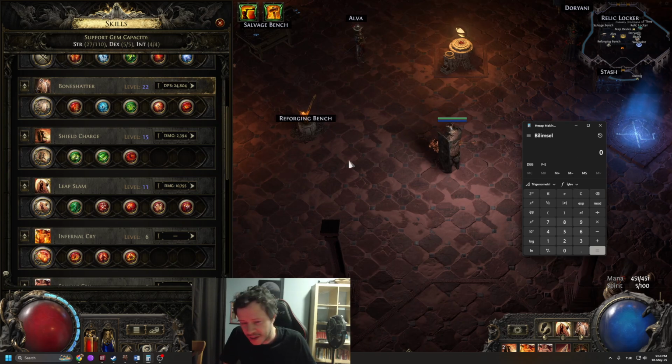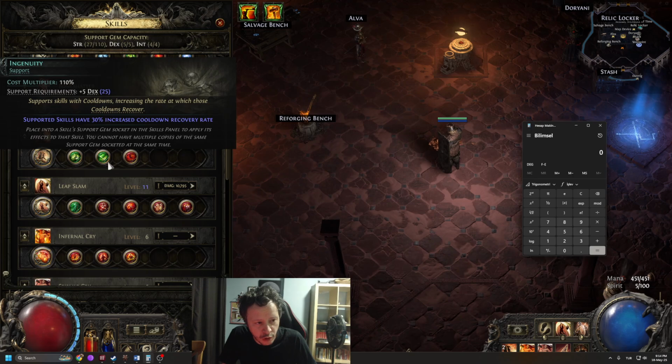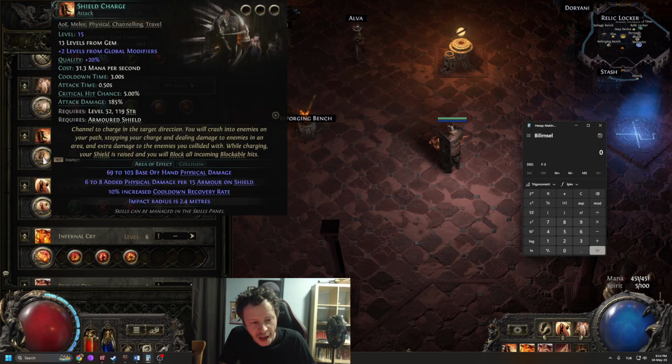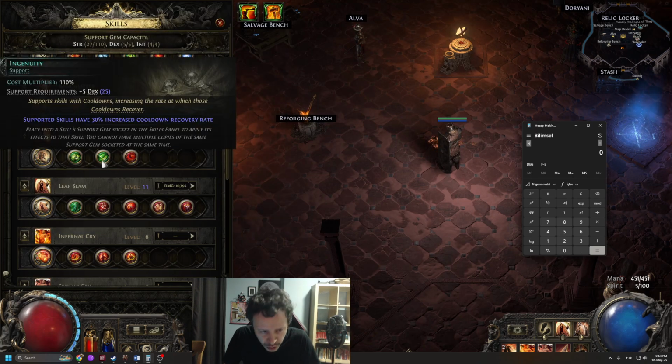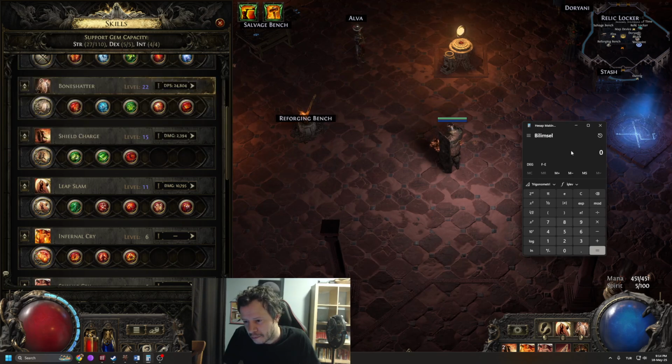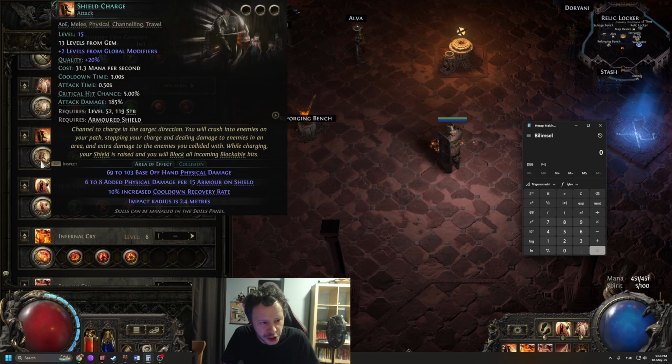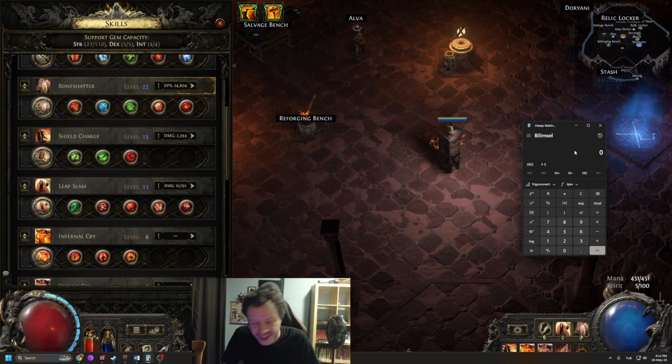So for example, guys, let's just go for ingenuity and shield charges quality. These are doing the same thing, so they are going to be additive, right? I'm going to add these numbers up. So 10% from here and 30% from here. So my cooldown recovery will be increased at a rate of 40%. And shield charges basic cooldown is 3 seconds.